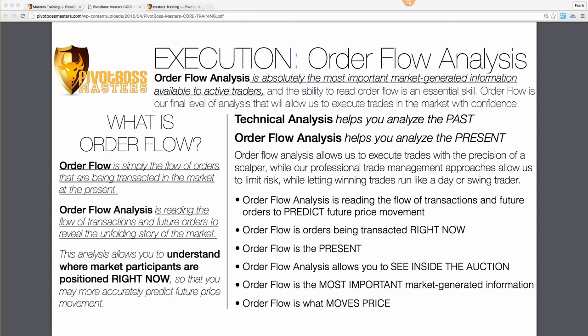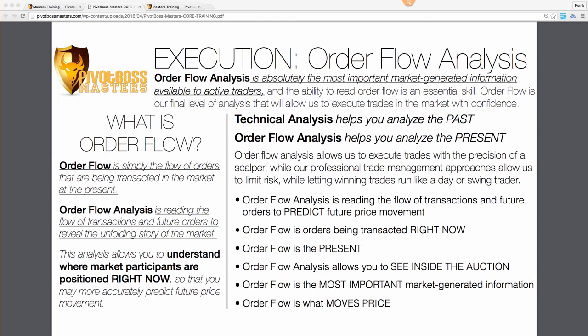Because of the flow of orders that occurred at that moment in time is what either helped price reverse off of that support level or break through it. So again, order flow analysis helps you analyze the present, and that's what makes it so powerful, because technical analysis helps you look at the past, but it has no bearing on what will happen right now. Technical analysis says that price bounced off that support level twice in the last week, but that doesn't guarantee that it's going to happen again right now.